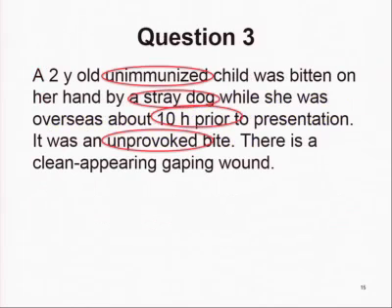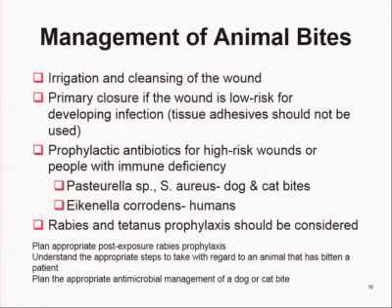All right, so most of you got the right answer. The clues here are: it's an unimmunized child, it's a stray dog, the timeline is important and it's 10 hours, and it's an unprovoked bite. So these are the key things. When you're looking at the question, ask why they mentioned these and whether there are any clues to help you with the answer.